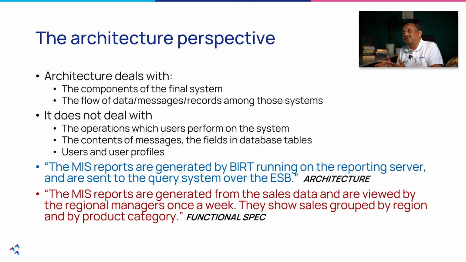This is what software developers do when they write code. They need to know what the MIS reports will contain, who will view the MIS reports, and will the data be grouped by product category or by price or by region or by location or whatever. That's the stuff of the functional features of the software. So if you can see the colors, the blue sentence is the architecture perspective and the red-brown sentence at the bottom is the functional perspective.